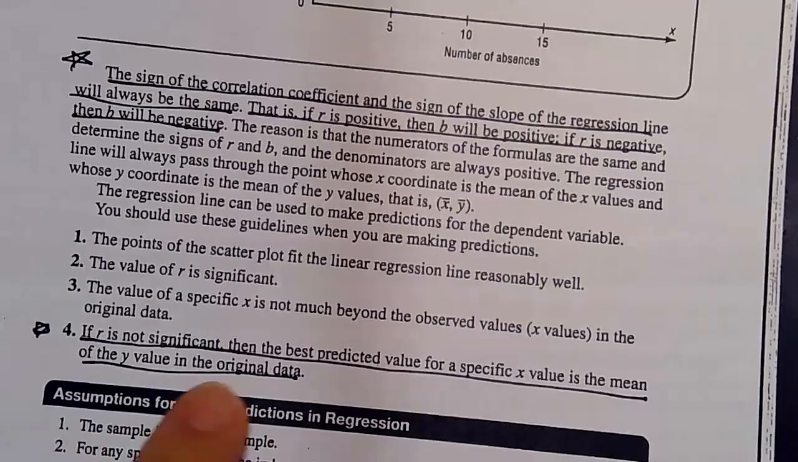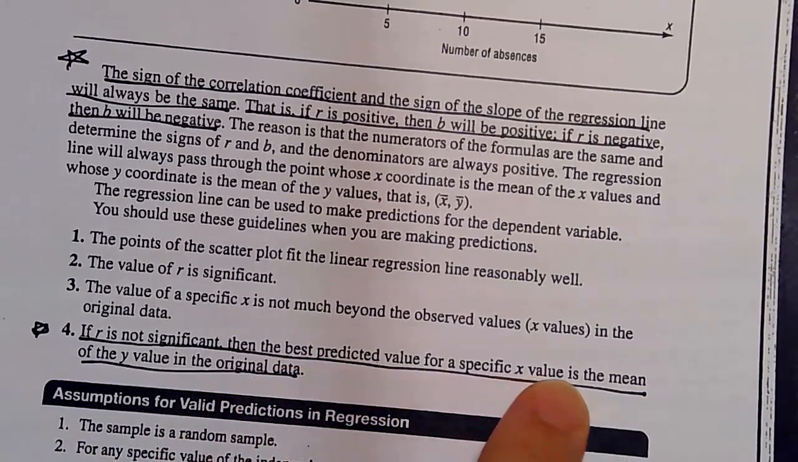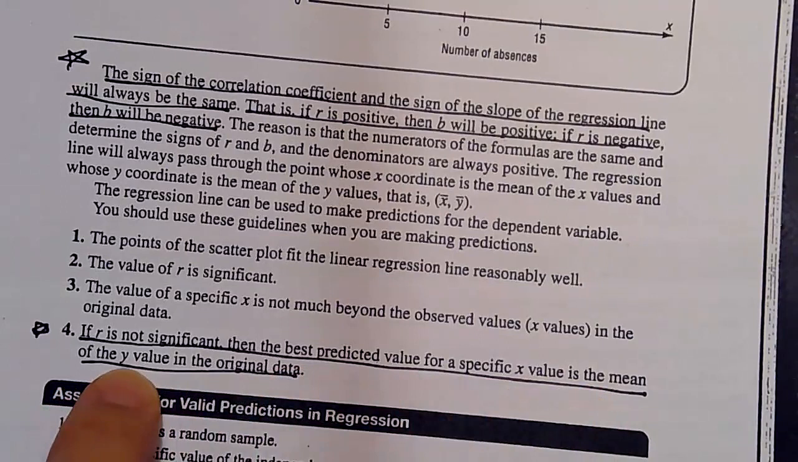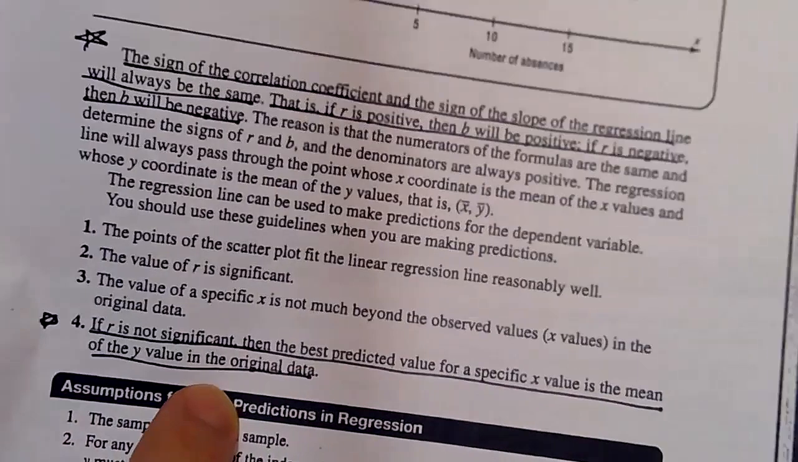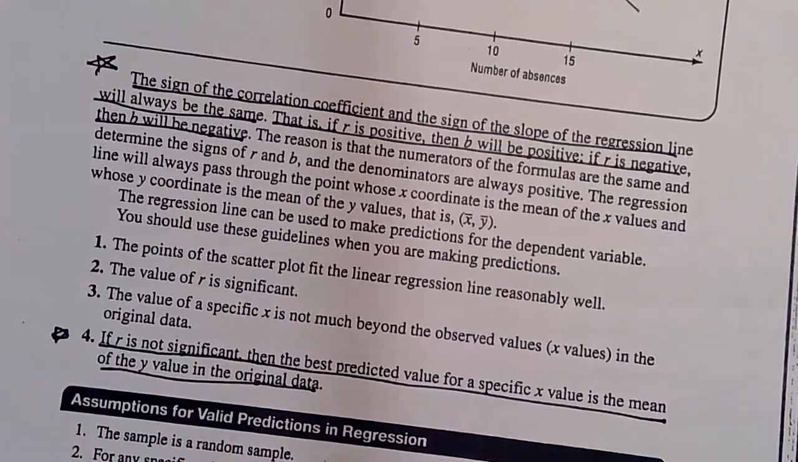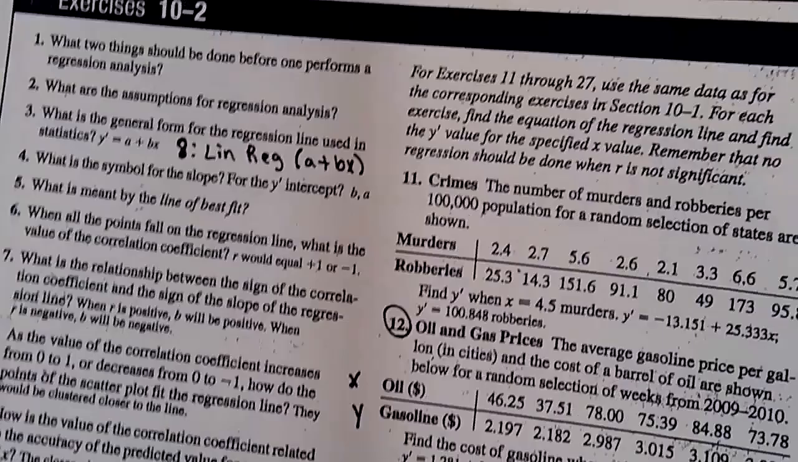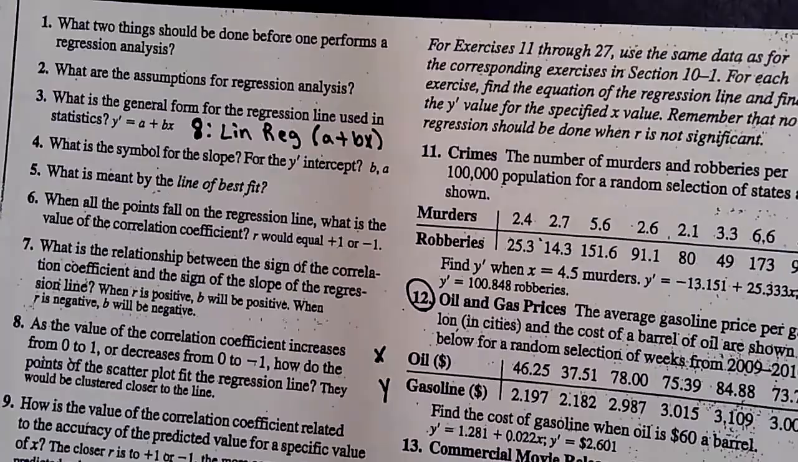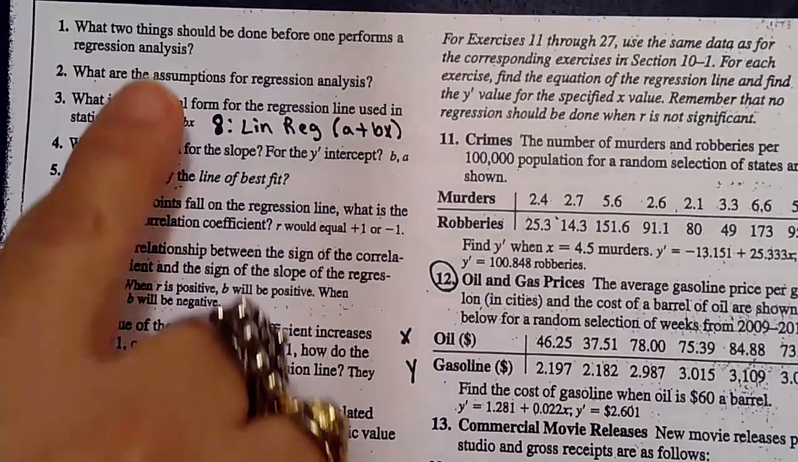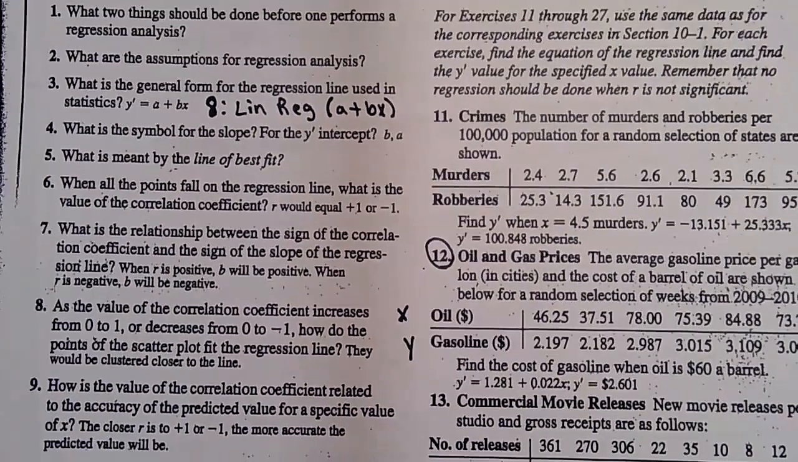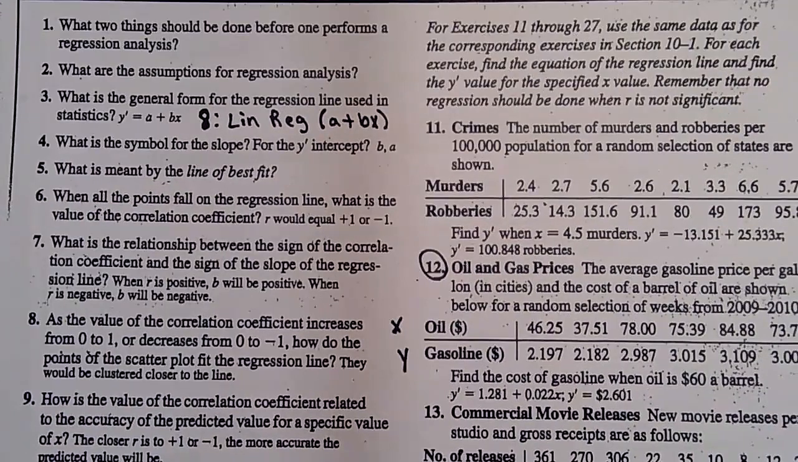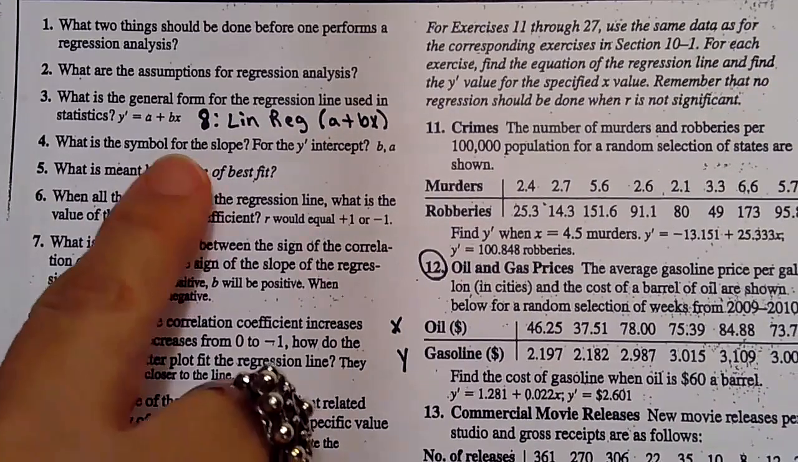If r is not significant, then the best predicted value for a specific x value is the mean of the y values in the original data. Okay, and then this is where your problems start. And I'm gonna leave this here if you wanna read through that, like 1 through 9. They have the answers to some of them.